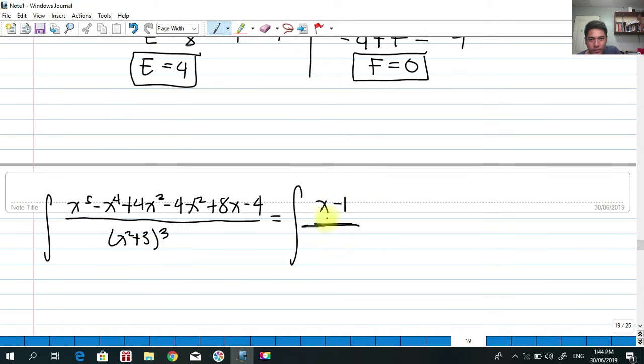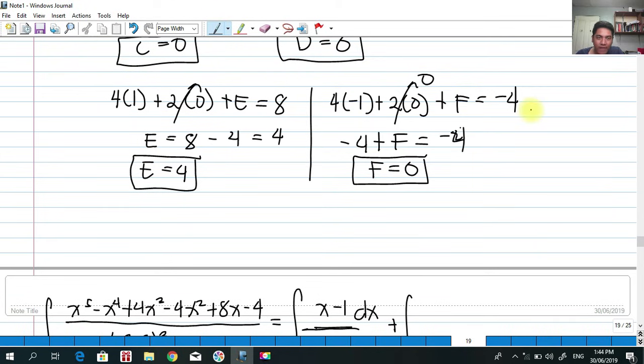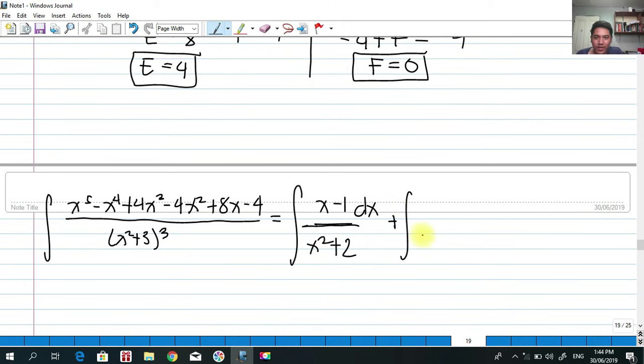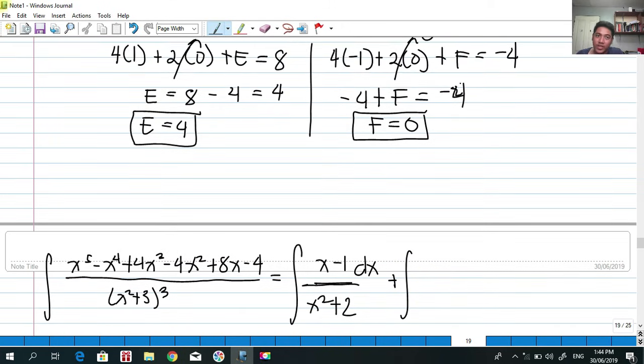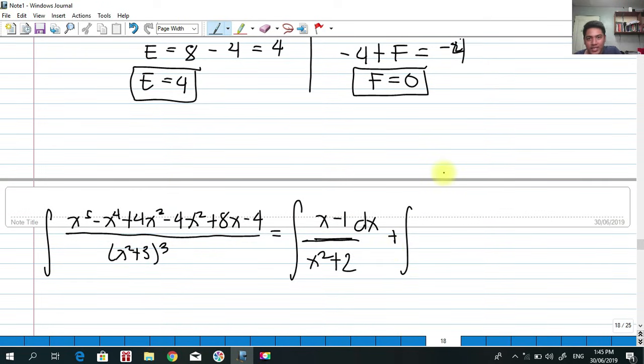Okay, this is dx over, of course, x squared plus 2. And again, plus cx plus d. What is the value of our c? C is 0, so we don't have any x here. And d is also 0, so the term cx plus d is simply equal to 0 because it has a 0 numerator. And lastly, for e and f, so ex plus f, so we have 4x plus f, or divided by x squared plus 2 raised to, well, of course, 3.